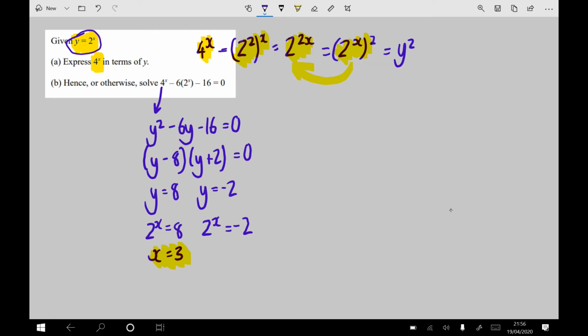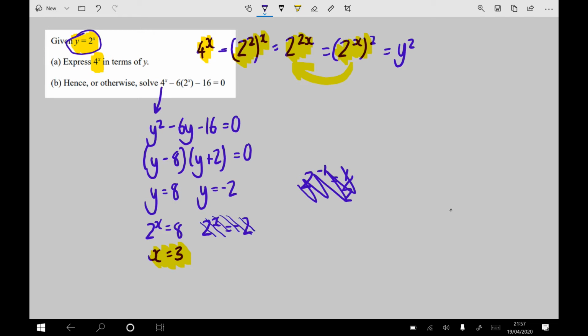2 to the power of something is minus 2. Well, it's very tempting to say minus 1, but no, don't forget 2 to the power of minus 1 is 1 over 2, so it's not that. And in fact, there's no value of x that would give you minus 2. There's nothing that you can do 2 to the power of to give you minus 2. So there's no solution here.